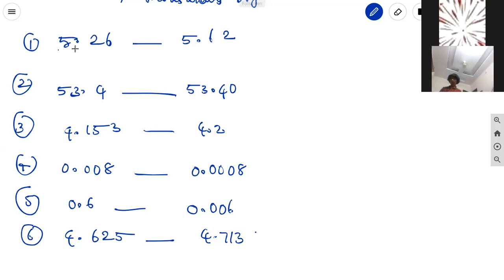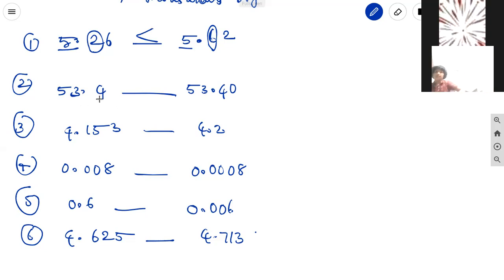Here the first step is to compare the whole part. These two are like decimals. Why? Because there are 2 digits after the decimal point in both. So the whole part is the same. Next, check the tenths digit. Which one is greater? 6 is greater, so this number is greater.